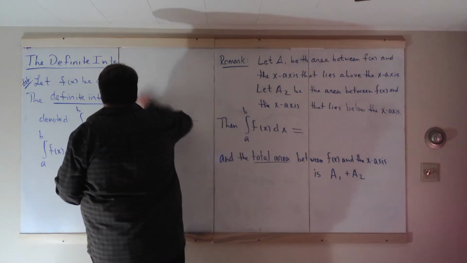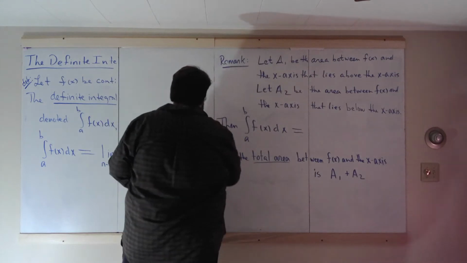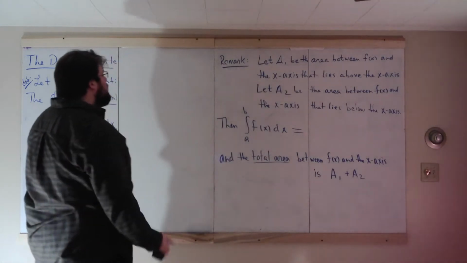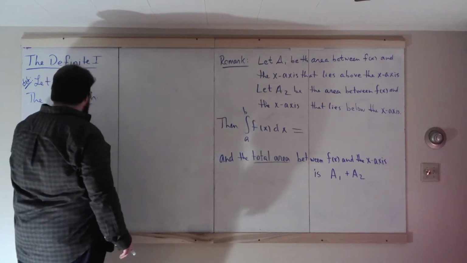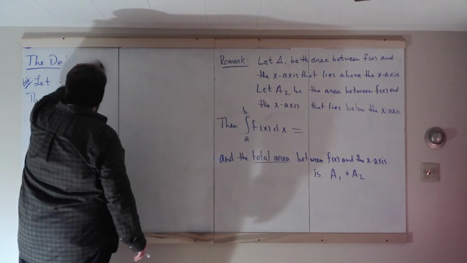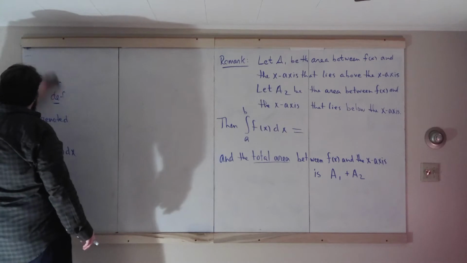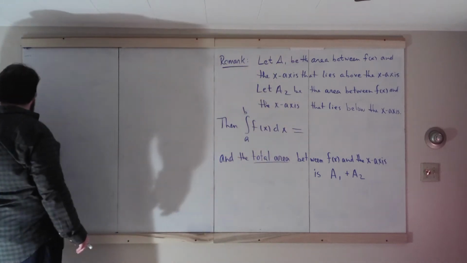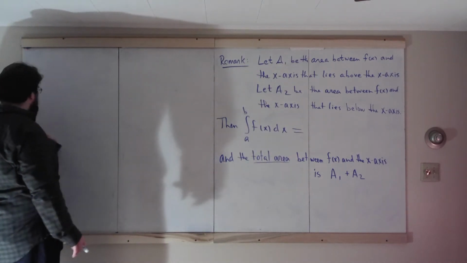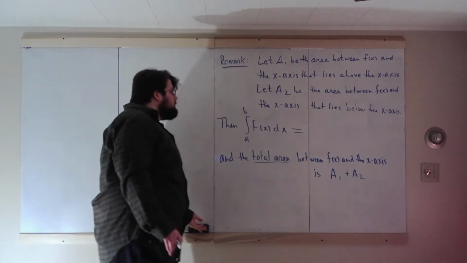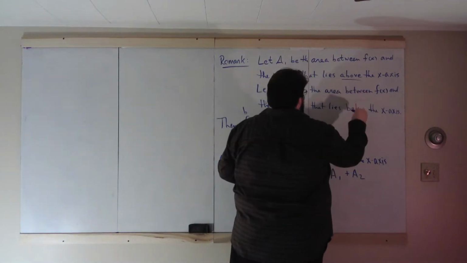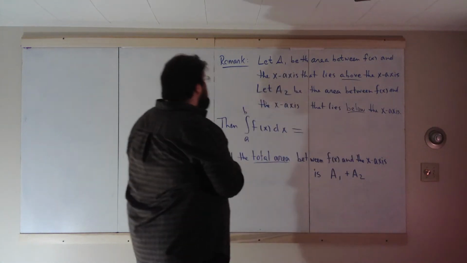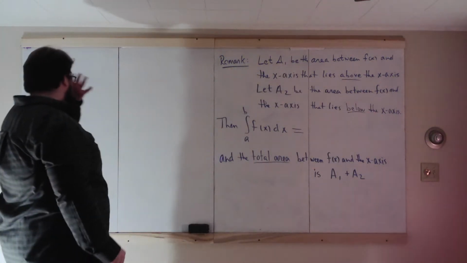Now what does all that mean? Well, it means what we have here in this remark. Remark: let A1 be the area between f of x and the x-axis that lies above the x-axis. Let A2 be the area between f of x and the x-axis that lies below the x-axis. Did I say below for the first one? A1 is the one above the x-axis. A2 is below the x-axis.